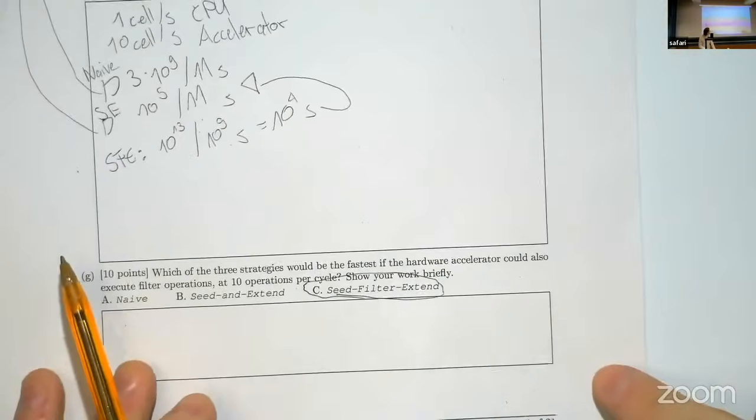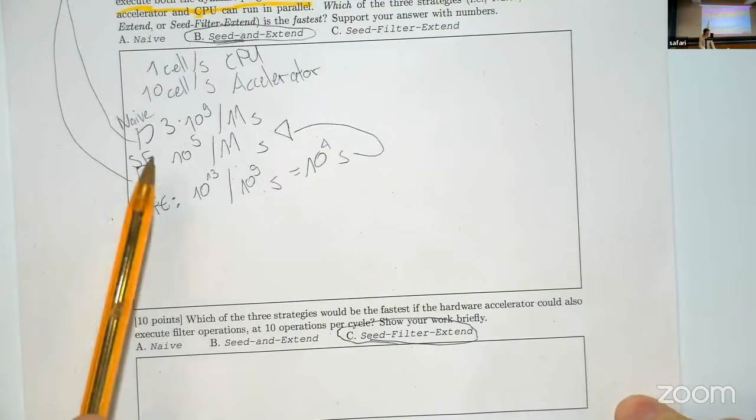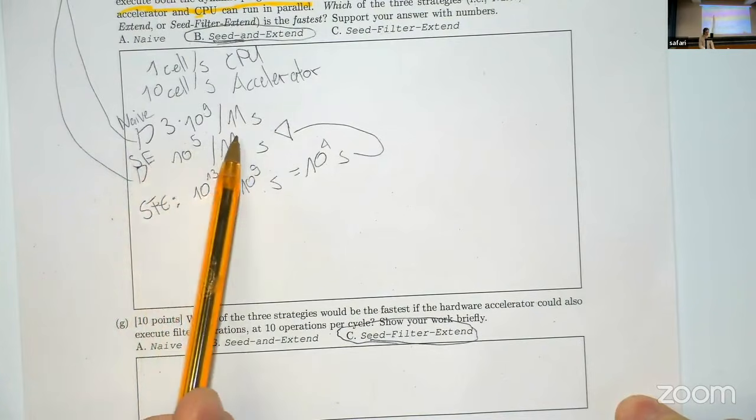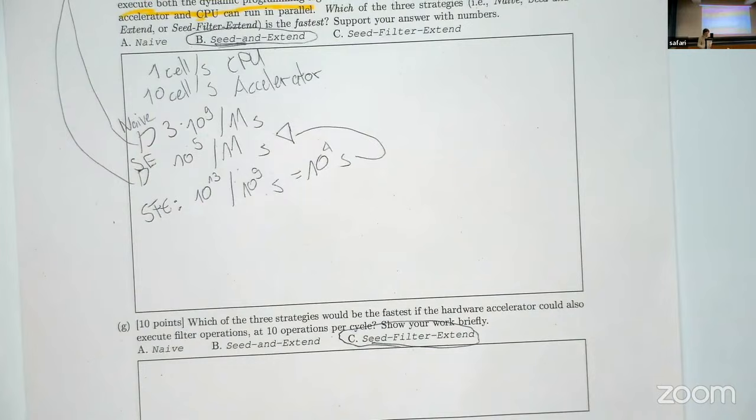And in the presence of that, of course, seed filter extend is fastest because, similar to how, I should put this up again. So similar to how up here, seed and extend is simply faster than naive because you have less work at the same throughput. Now all of a sudden down here, you also have less work overall at the same throughput. Seed filter extend, and that's it.